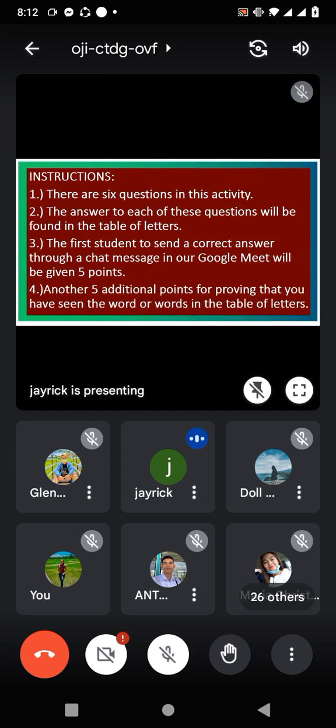Next, another 5 additional points for proving that you have seen the word or words in the table of letters, because there might be a possibility that you can answer a question but you will not have seen the correct word or words in the table of letters. So there have to be separate points: 5 additional points for sending the correct answer to a chat message in our Google Meet, and 5 additional points for proving that you have seen these words in the table of letters.